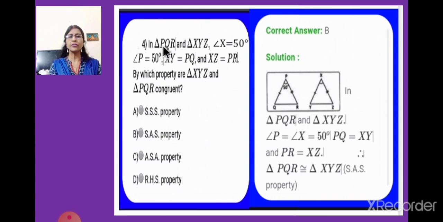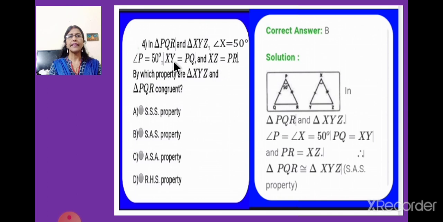First what we'll do, you need to draw these two triangles, because you have to find out the property by which these two triangles are congruent. So let us draw here. Here it is drawn, triangle PQR and triangle XYZ. Now what is given? Angle X is 50 degree. This is angle X, 50 degree. This is angle P. Both the angles are the same, 50 degree.